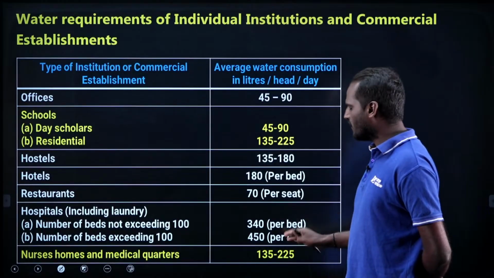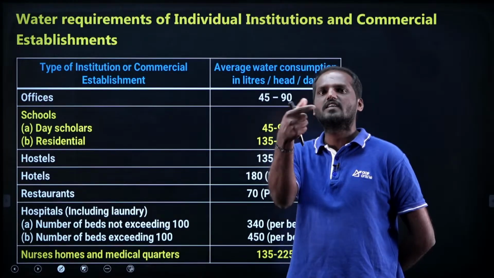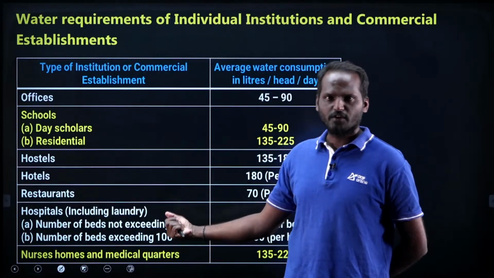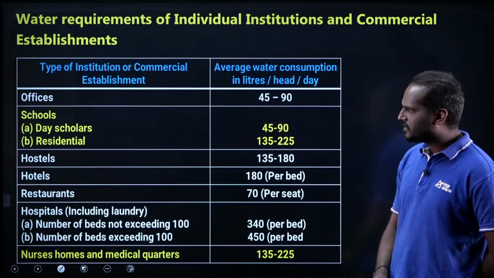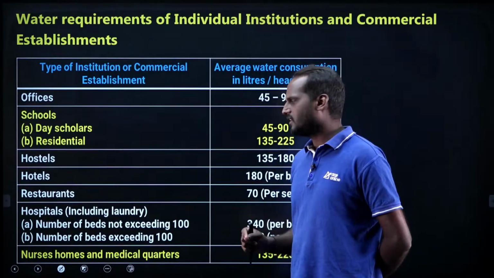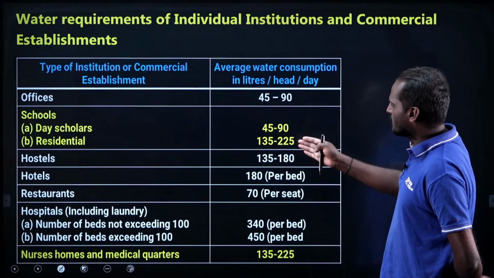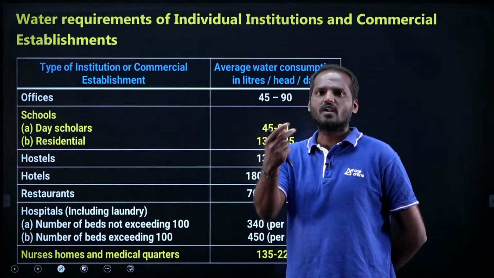See, 135 to 225, just now we discussed domestic demand, the code has laid down a limit from 135 to 225, that is the same as nurses homes and medical quarters as well as residential schools, 135 to 225. Like that, you can remember at least some data, not the entire table, with some correlation.